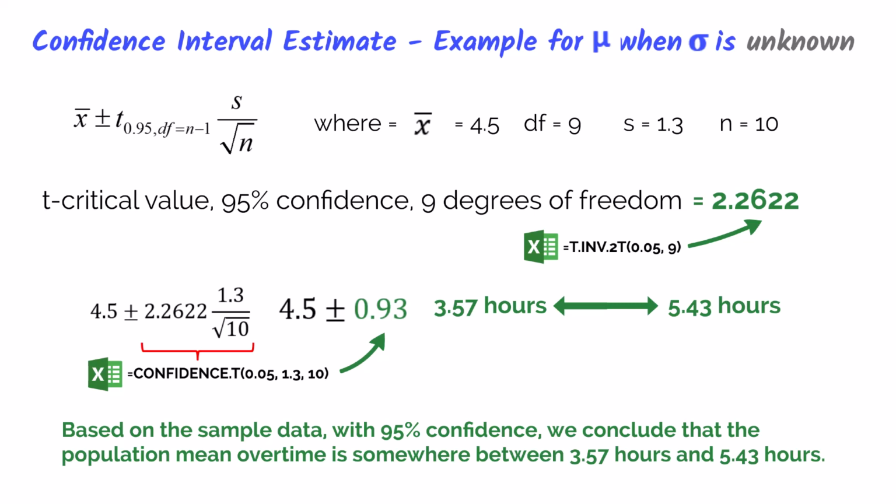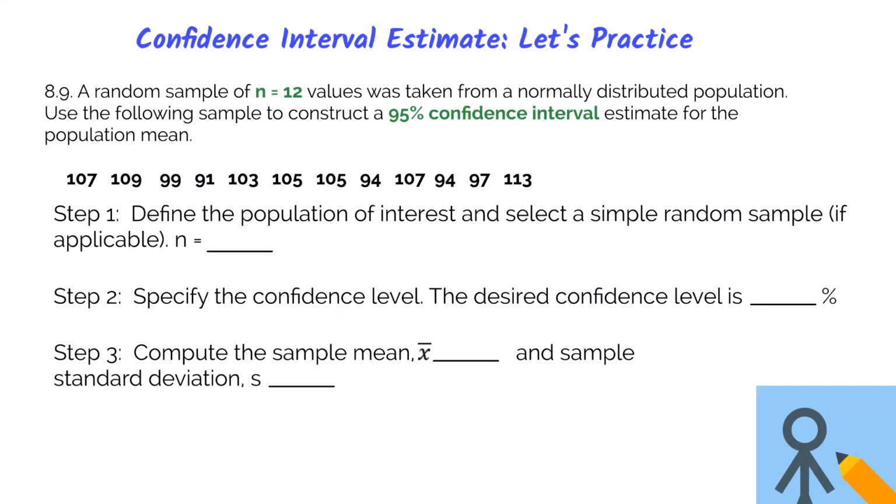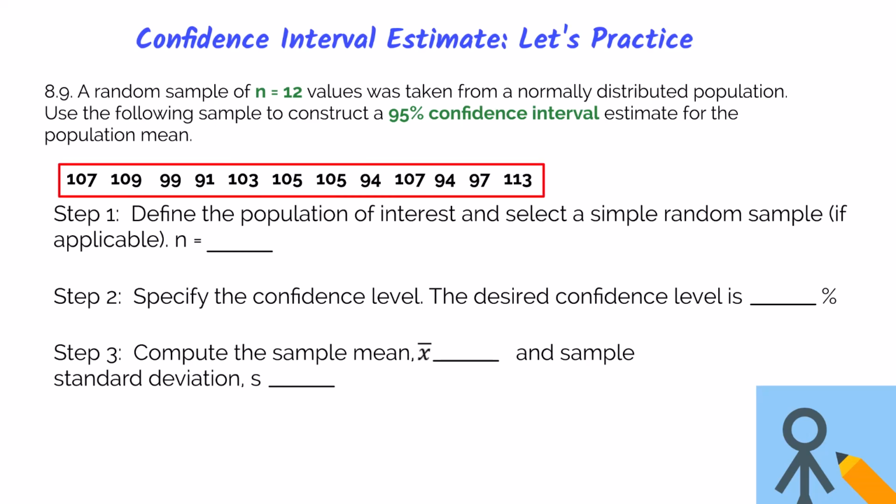So just remember, when the population standard deviation is unknown, the main difference from what we did earlier in the first video is that we must find the t-critical value instead of using the z-value. Let's wrap this up and do another problem, 8.9. A random sample of 12 values was taken from a normally distributed population. Use the following sample to construct a 95% confidence interval estimate for the population mean.